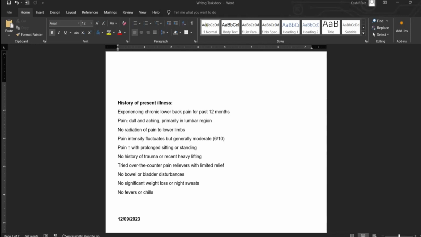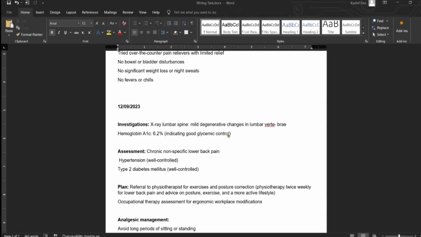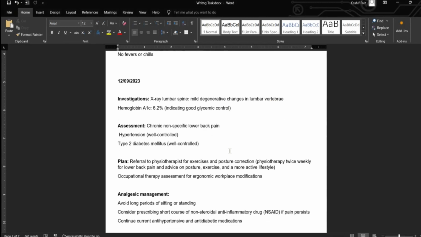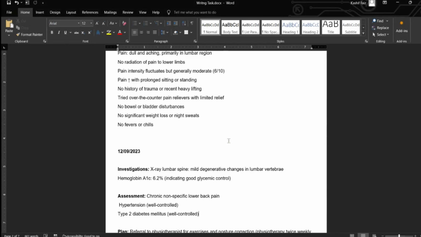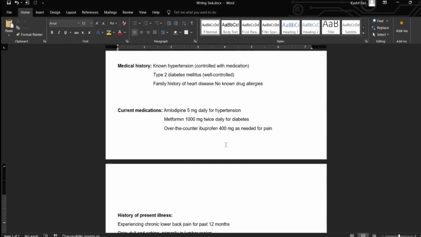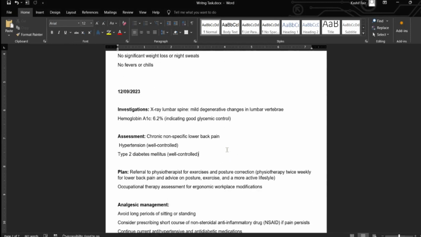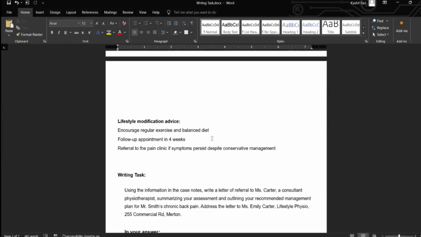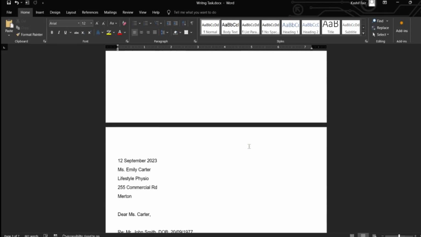Sadia, Salman, Khatija, Khayyam, anybody, can you guys tell me how you will attempt this letter? It's actually quite an easy one. Anybody? Okay, I think everybody is not interested. Let me share my attempt of this letter.